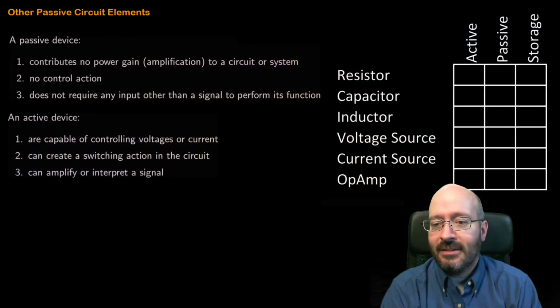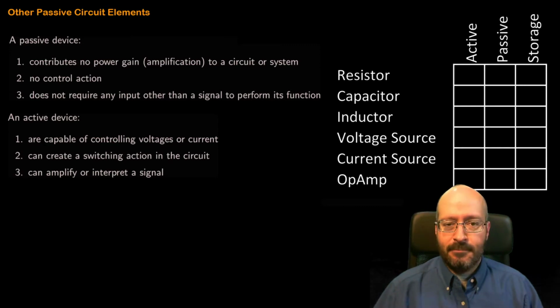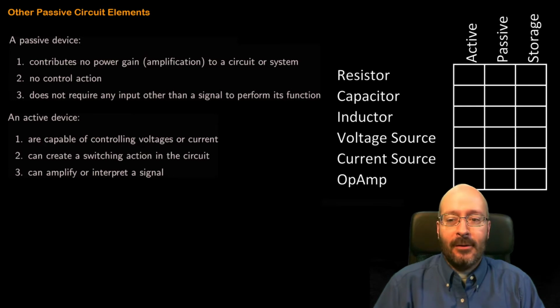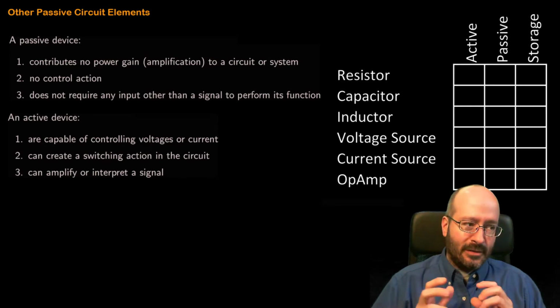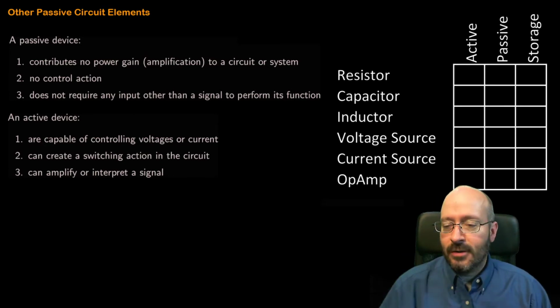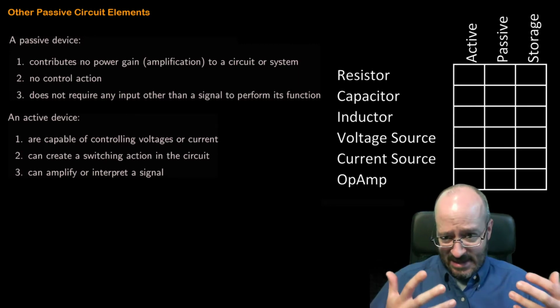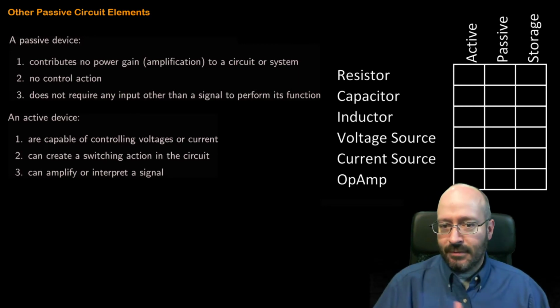The resistor is passive, mostly because it provides no power to the circuit. It can only dissipate power. It can't add power to it. So stating that a little more formally, up in the corner there, we can see that it says that it contributes no power gain amplification to a circuit.